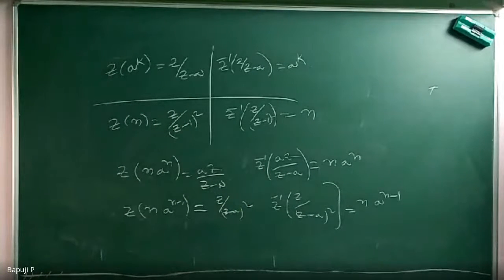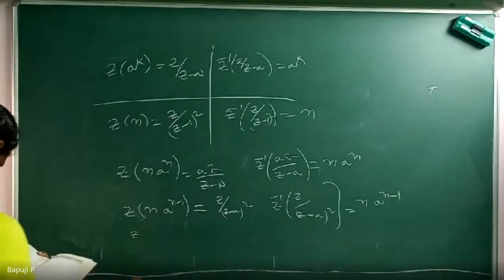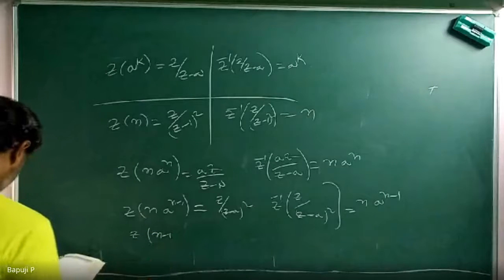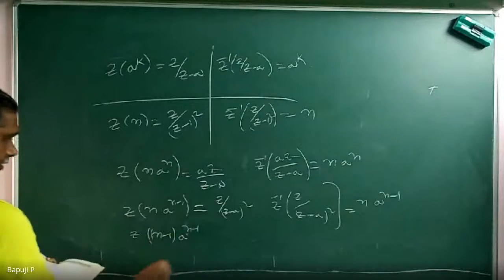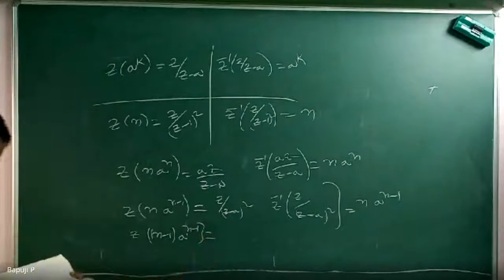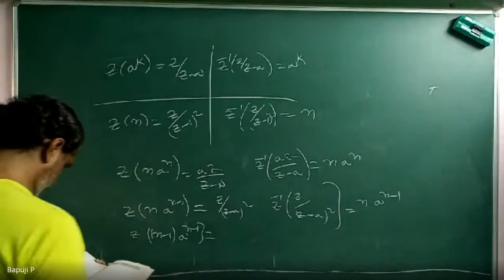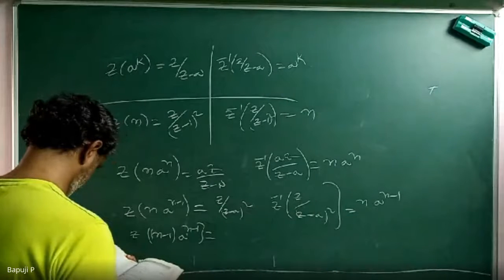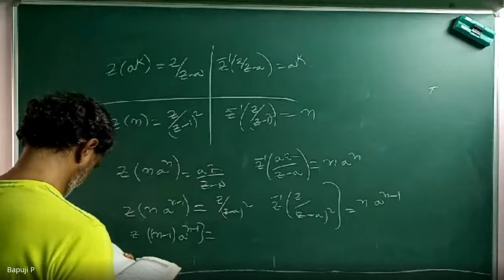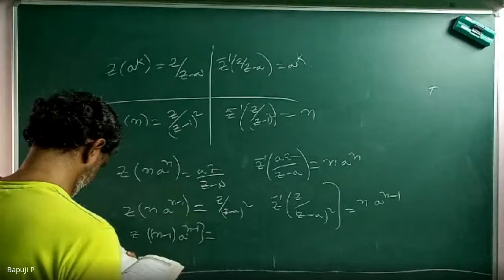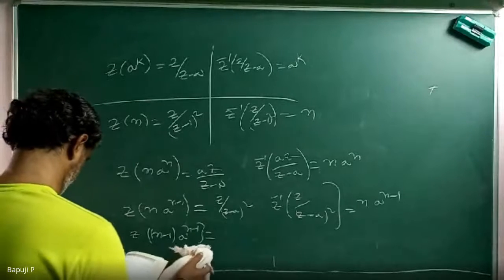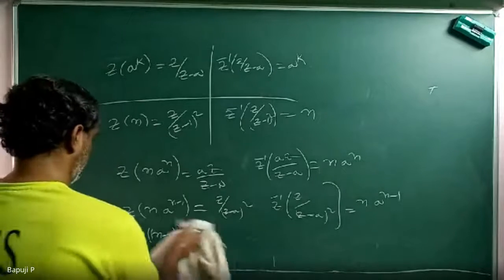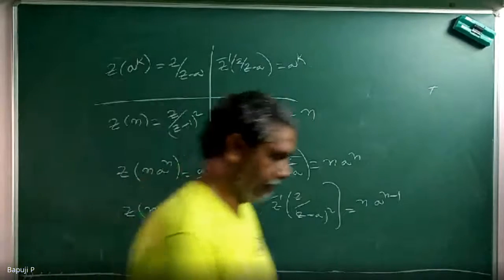Then this one formula is enough, I think so. Z of n minus 1 a to the power of n minus 1 is equal to what formula given already? A by z minus a whole square. Oh, no. Z by z minus, oh no. Okay, copied everyone.